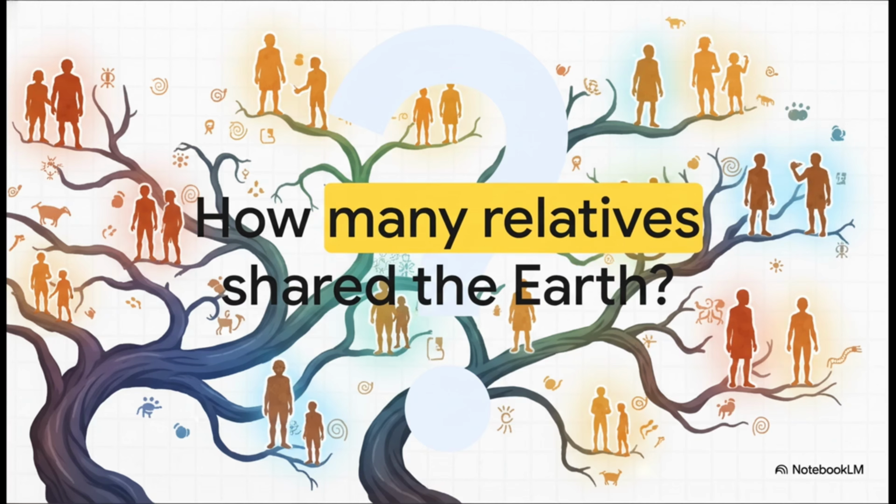Human evolution wasn't some neat straight line at all. It was actually this wildly diverse family tree with tons of different branches. And at various points in history, multiple different human species were coexisting. They literally shared the exact same planet.